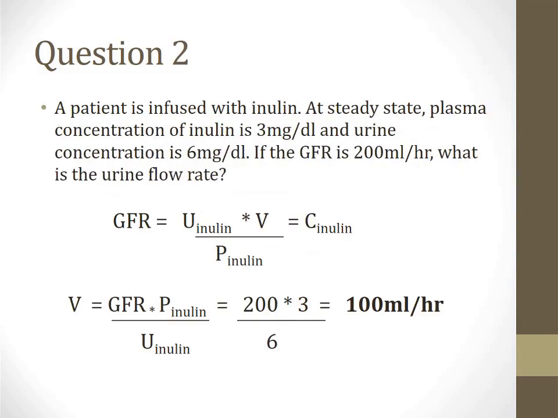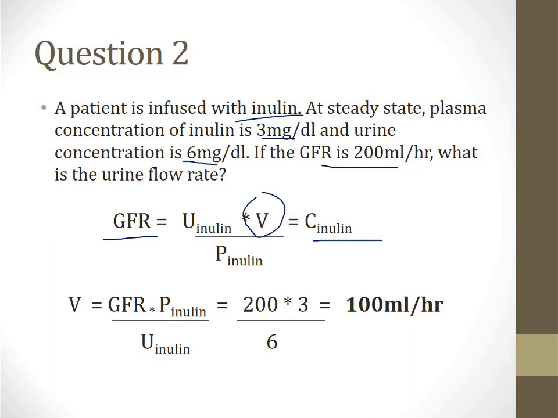Question 2, a patient is infused with inulin. At steady state, plasma concentration of inulin is 3 and urine concentration is 6. If the GFR is 200, what is the urine flow rate? So we have to remember that GFR is equal to the clearance of inulin. That means that we already know the clearance of inulin. What they want us to figure out is V, the volume flow rate of urine.